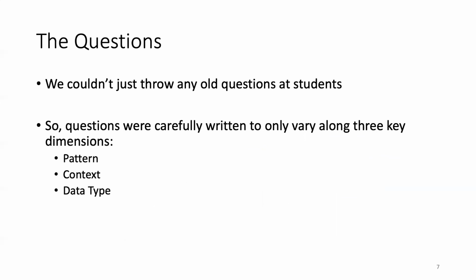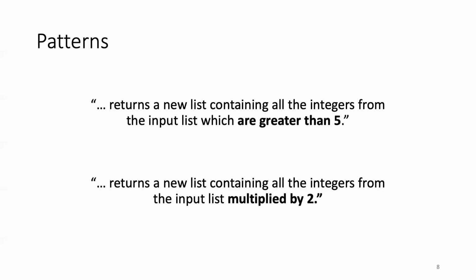Questions could vary by pattern. For example, we might give participants questions which ask them to return values in a list which are all greater than 5, or values from an input list all multiplied by 2. In this example, the corresponding patterns would be filtering and mapping.